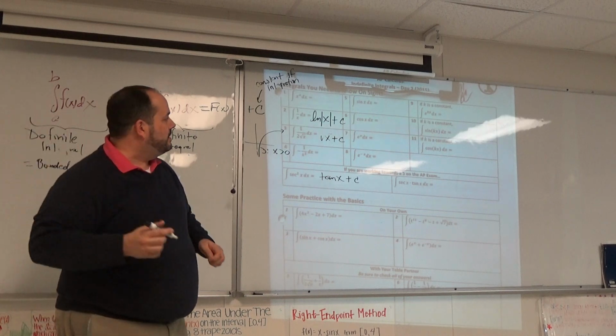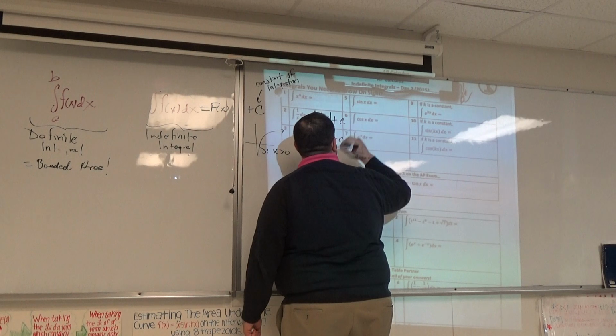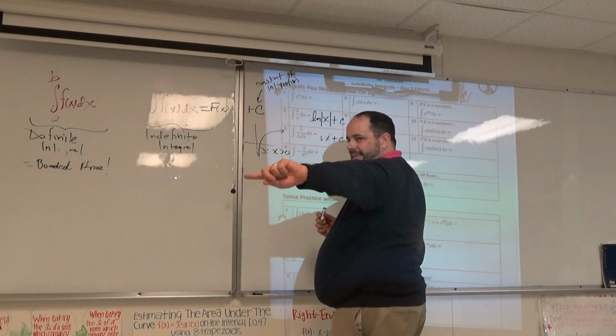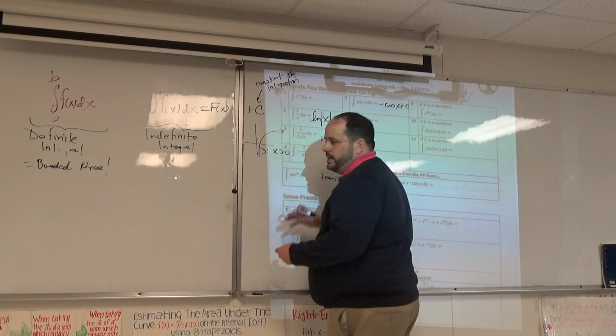Number 5, antiderivative of sine of x. Cosine of x. Wait, antiderivative, right? And this is where things start to get tricky. Negative cosine of x plus C.